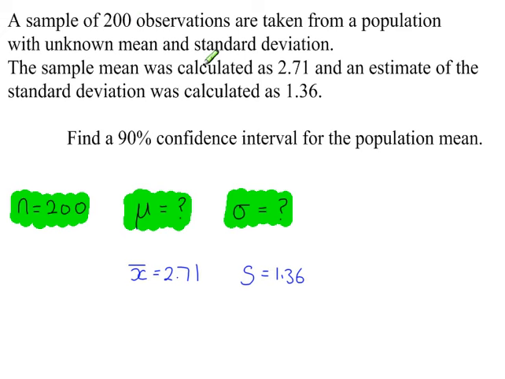The sample mean was calculated as 2.71, so x bar is equal to 2.71, and the sample standard deviation is 1.36. In the calculation for the confidence interval, we must be using a random sample, so we will assume that the sample is random, since there's no mention of the word random here.